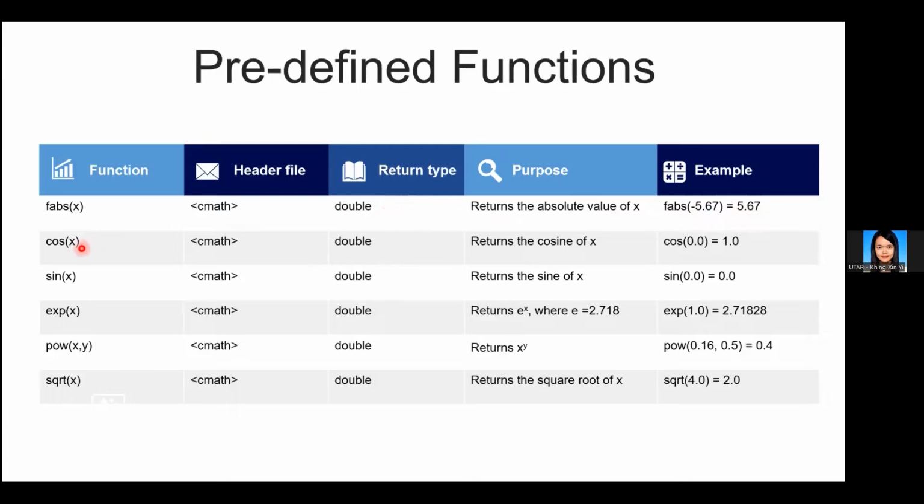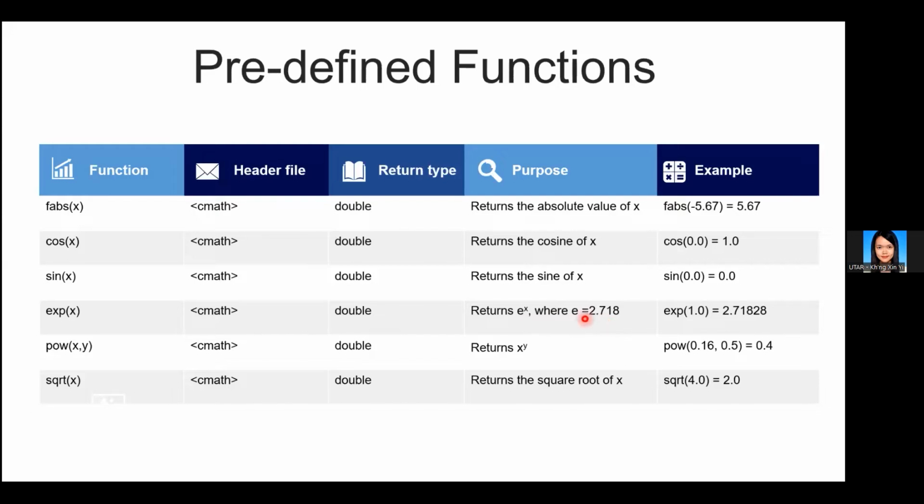Then we move on to the cosine function. I believe you have learned about the cosine graph. The cos function returns the cosine value of x. If we have cos 0, of course the answer is 1. Then for the sine function, we have the sine graph, and when we have sine 0, sine 180, sine 360, it returns 0. Then the next function, the exponential function, means we want to find the value of e to the power x, where e is equal to 2.718.